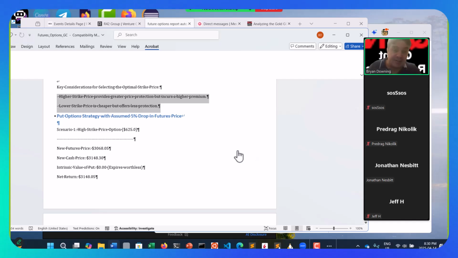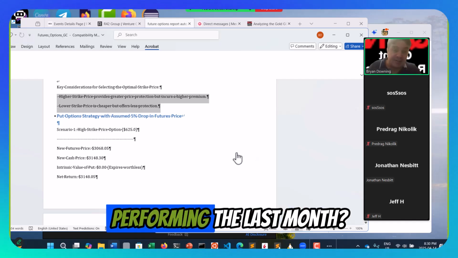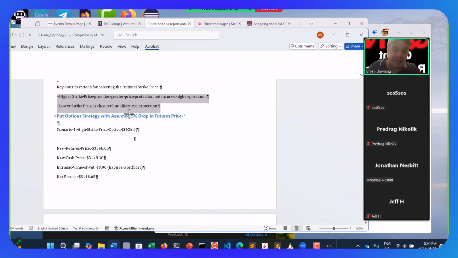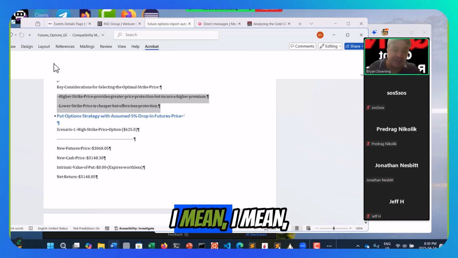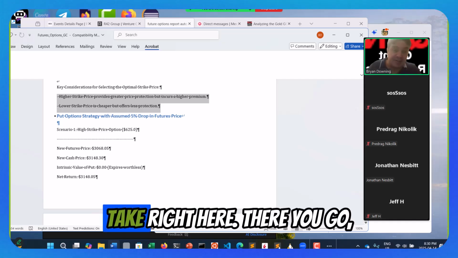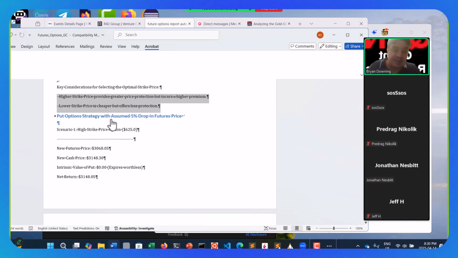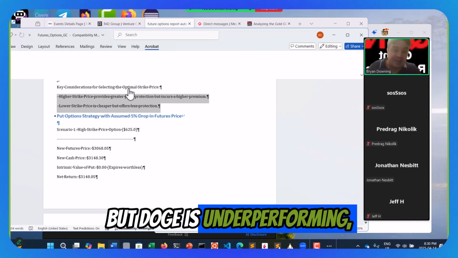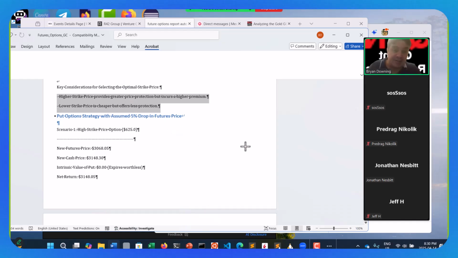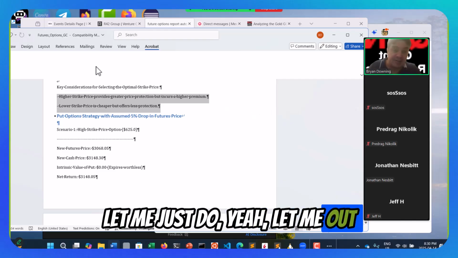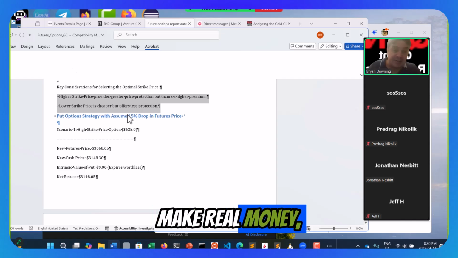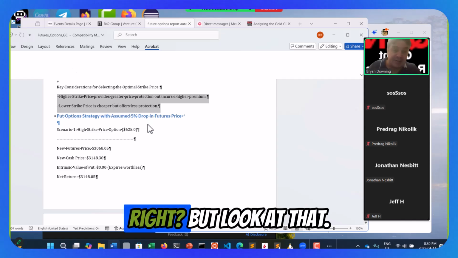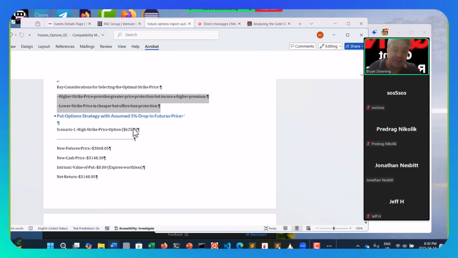I mean, if you compare it to all the others, give me another coin that's had huge returns in the last month. Nothing. I mean, Doge had a moment. There you go, dancing Doge. But Doge is underperforming. Let me add in Fartcoin here. It's a joke, but if you want to make real money, right? Look at that. That's crazy.